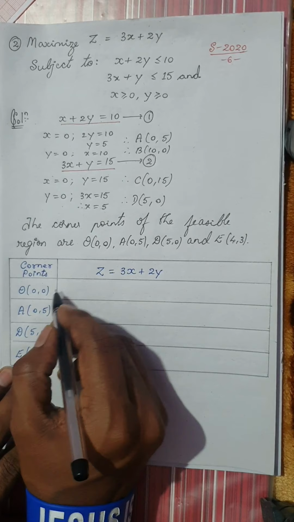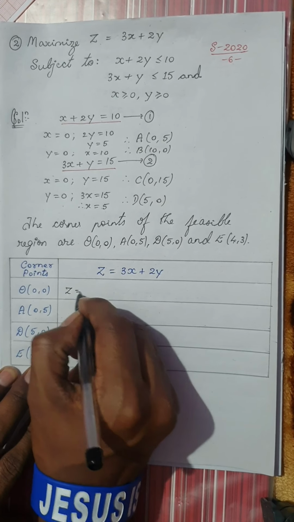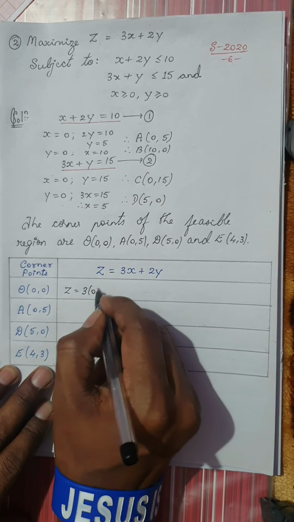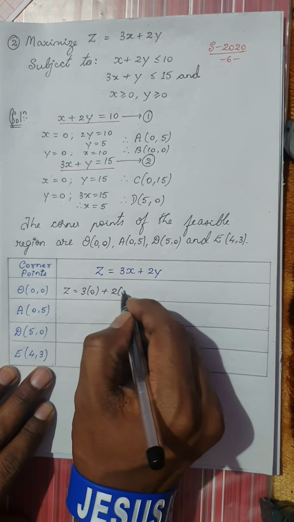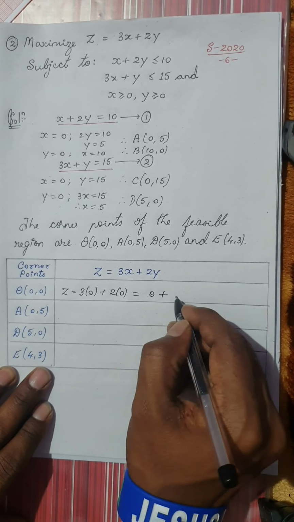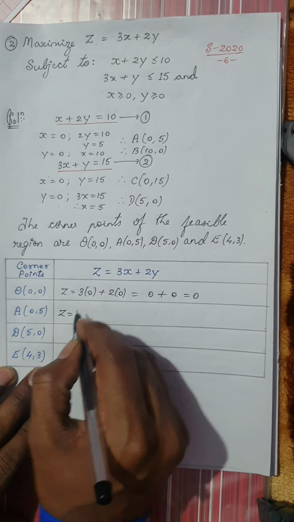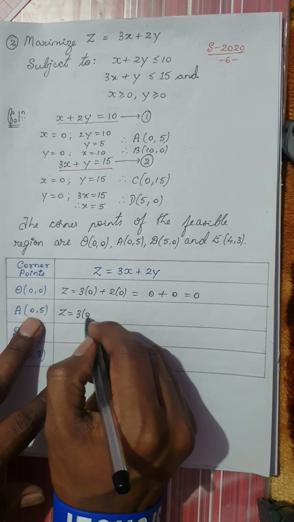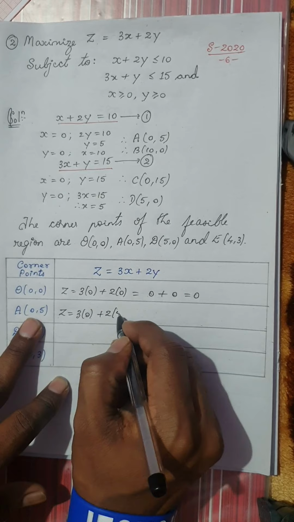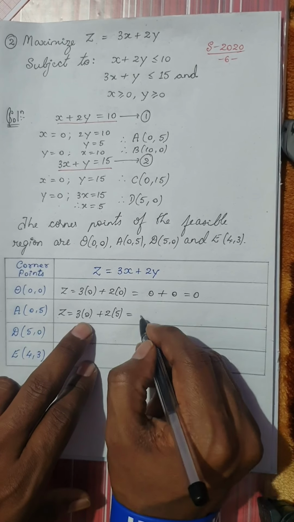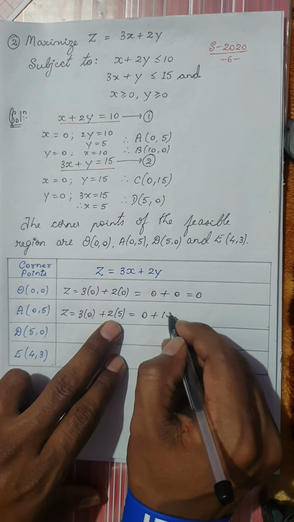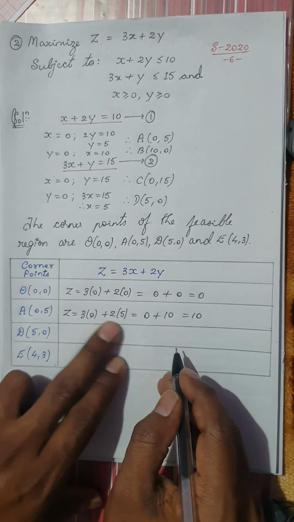Okay, so let us substitute the points. For the origin, Z becomes 3 into 0 plus 2 into 0, so it is 0 plus 0, that would be 0. Next, at 0 comma 5, this would be 3 into 0 plus 2 into 5, that is 3 zeros are 0 plus 2 fives are 10, that is nothing but 10.